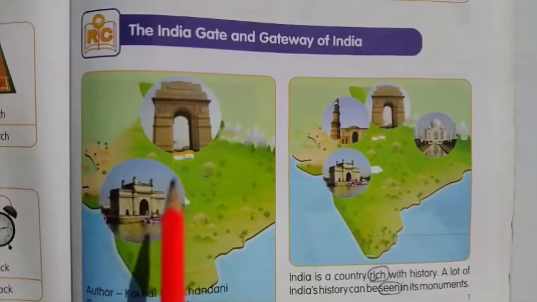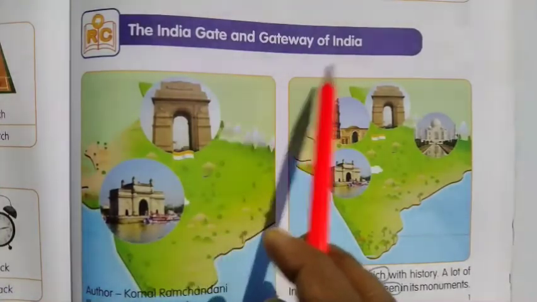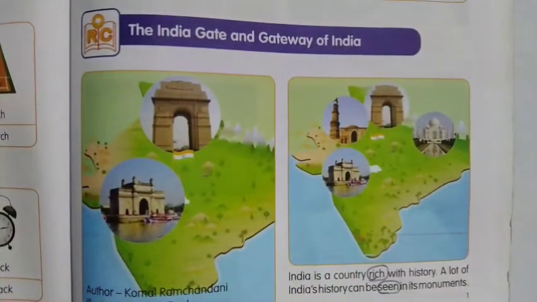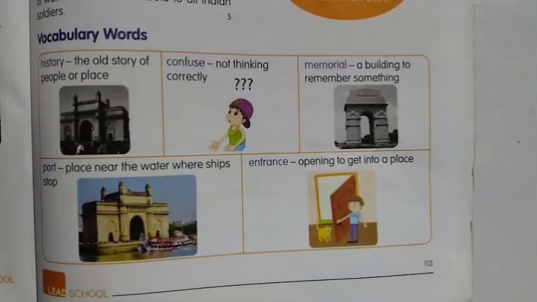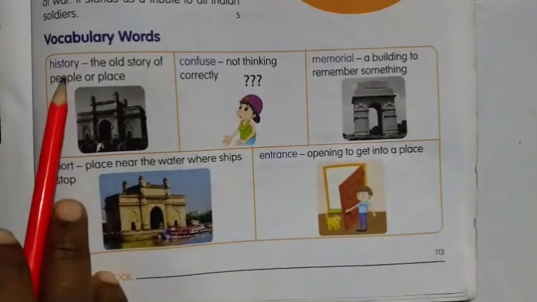Take the next story, The India Gate and Gateway of India, in SR 26, page number 111. Just start reading the story on your own. Yes, let us see the vocabulary words for the story. Turn to the next page, SR 28, page number 113. Look at the vocabulary words.